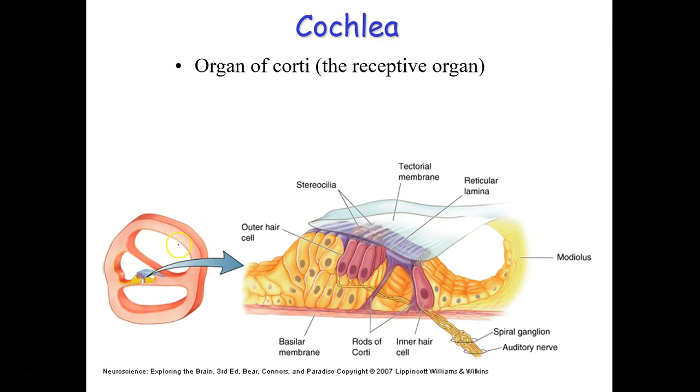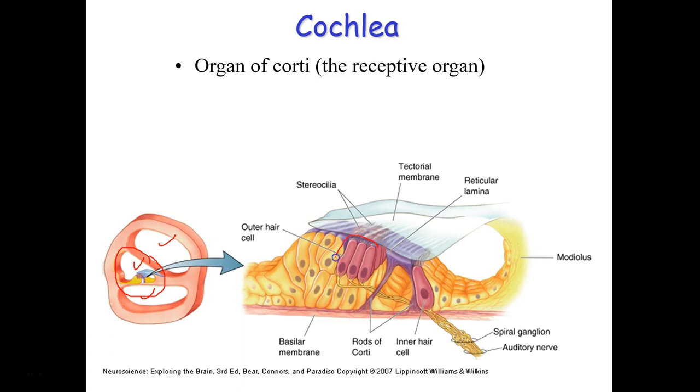So if you slice the cochlea, you'll see that each chamber has 3 areas, 1, 2, and 3. And in this middle chamber, we have the organ that's actually responsible for converting sound into an electrical impulse. And so here's the blown up version of it.